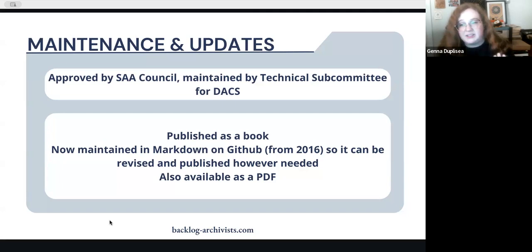So you can access DACS in a couple of different ways if you want to actually read this manual. It's been published as a book. It's also maintained on GitHub from 2016 on. So GitHub is a website for documenting computer code, or it can also be for something text-based like DACS. So it can be revised and republished whenever it's needed without an entire book having to come out. And it's also available as a downloadable PDF if you don't want to read through it in the way that it's formatted on GitHub. Next slide, please.